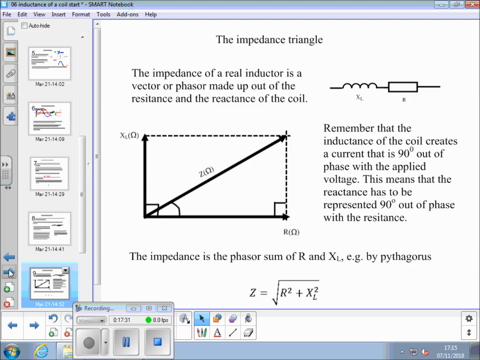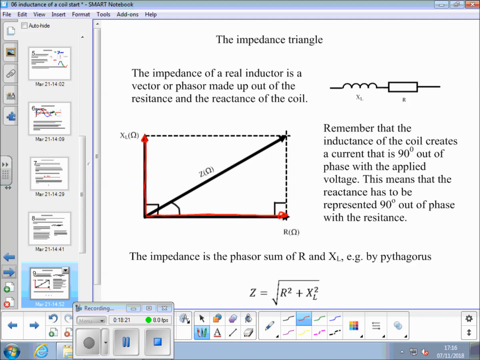So, we come to the main part. The impedance of a real inductor is a vector or phasor made out of the resistance of the coil and the reactance of the coil. The inductance of the coil creates a current that's 90 degrees out of phase with the applied voltage. This means the reactance has to be represented 90 degrees out of phase with the resistance. So we've got a line along the bottom representing R. It is at 0 degrees, horizontal, left to right. And then XL is at a positive 90 degrees angle.